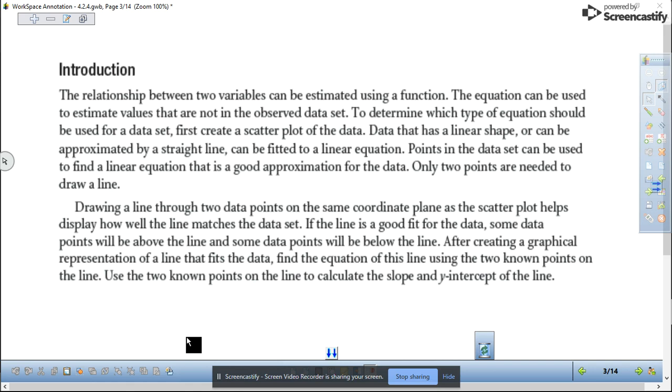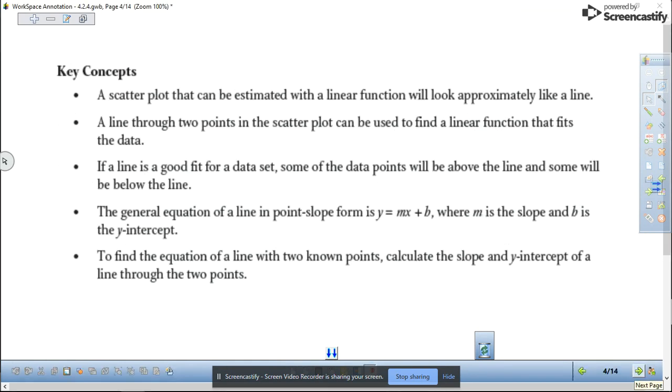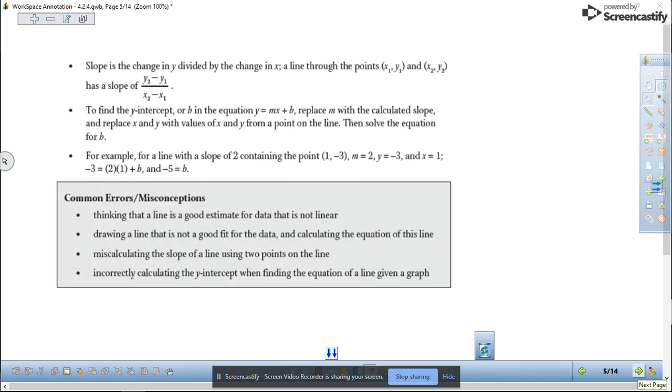Okay, so for 424, the idea here is that we want to estimate linear functions, or estimate whether or not a linear function can fit a set of data or is a good fit for a set of data. Really, in order to do that, you're going to have to graph it, okay? And then we can use slope or whatever to figure out our equation. So, pause these if you need them. Just a reminder of what slope is and all that good stuff.